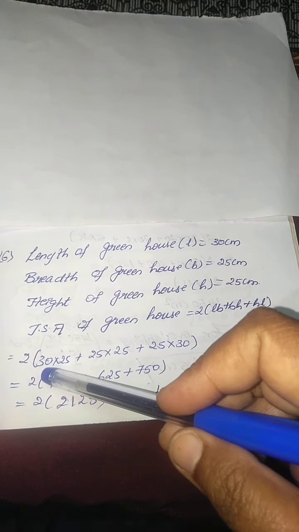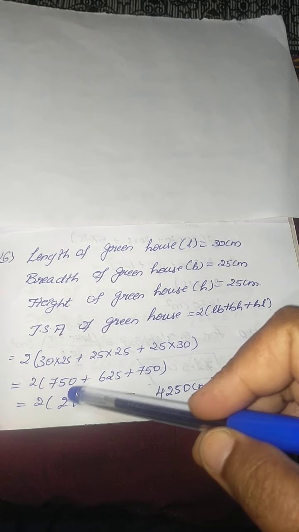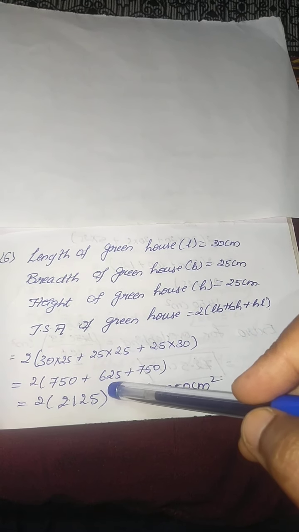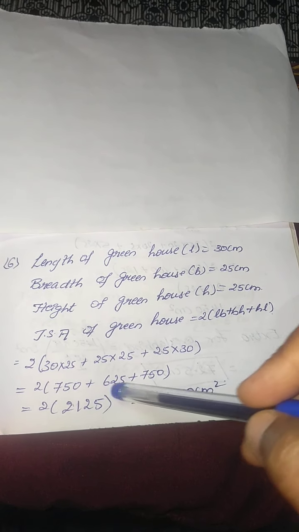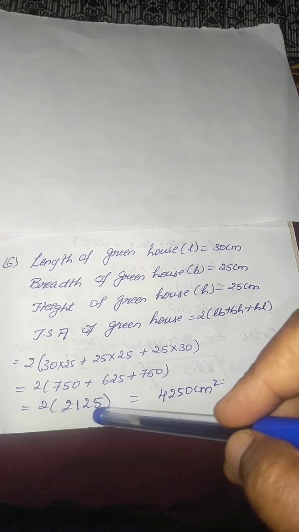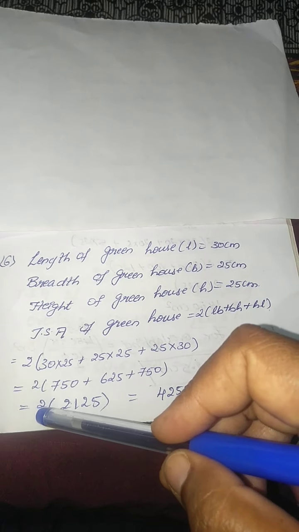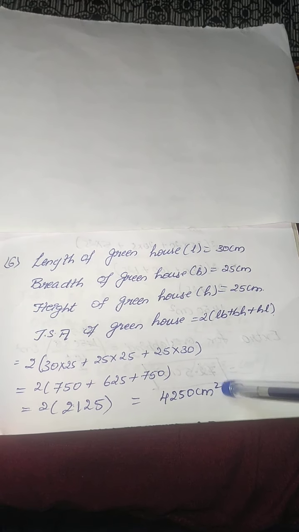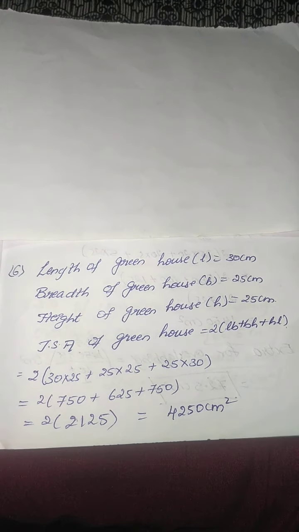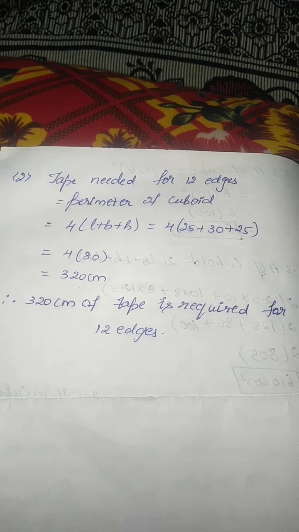So on multiplication 30 into 25 becomes 750, 25 into 25 becomes 625, 25 into 30 becomes 750. On adding all these three I will get 2125 and further multiplication with 2 I will get 4250 centimeter square. This is the total surface area of the greenhouse.